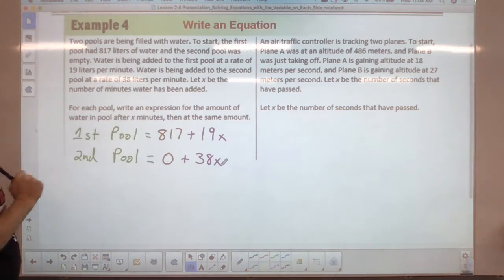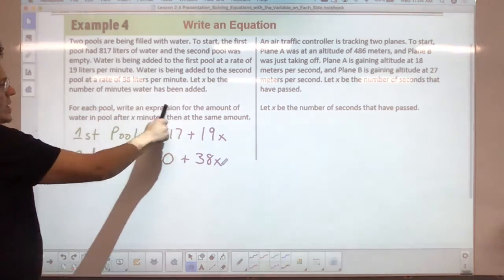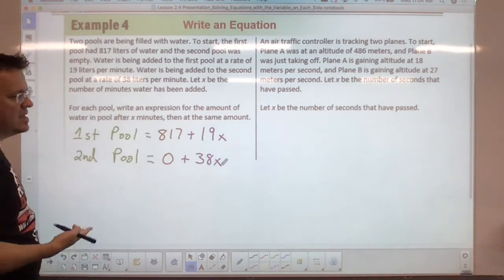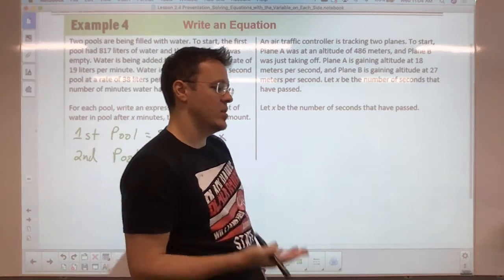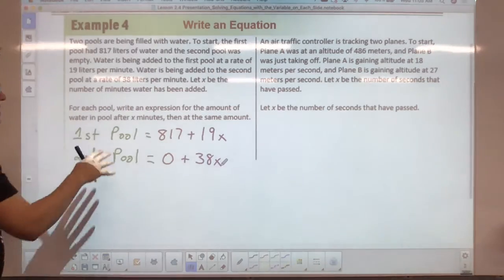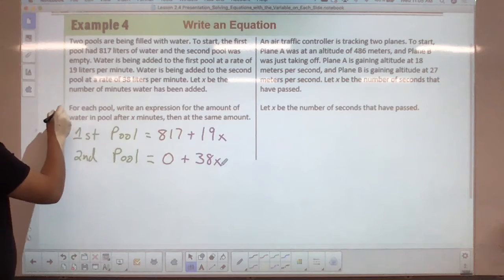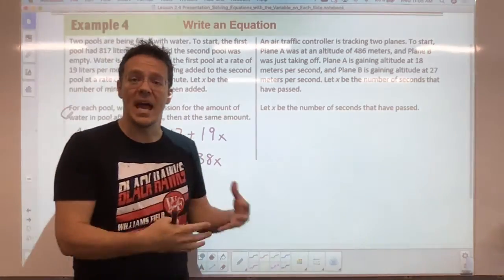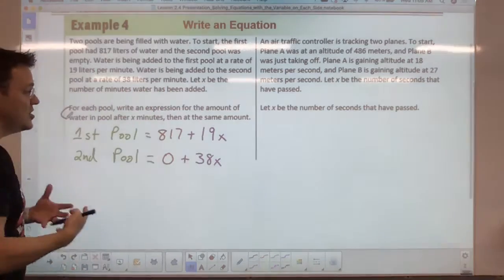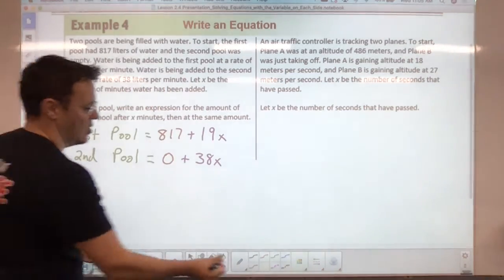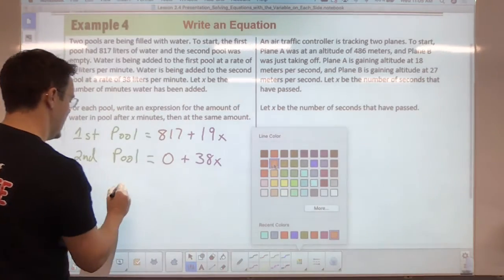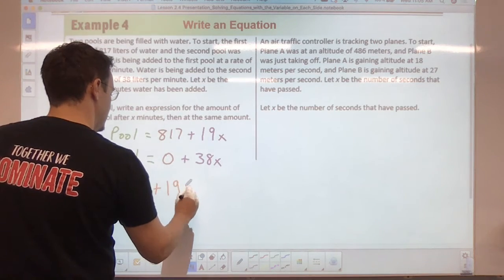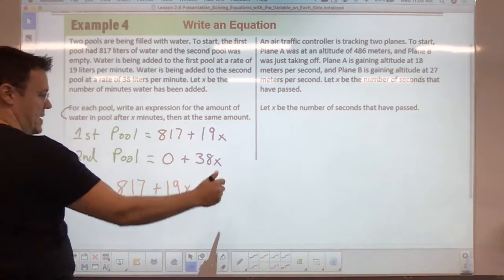Let x be the number of minutes. I already did that. For each pool, write an expression for the amount of water in the pool after x minutes, then set them at the same amount. Okay, here's what I want to make sure you understand. Here is the first part: write an expression for after x minutes. We did that. That's why I wanted you to write it as you see it. Now it says write it using the same amount. Well, it's simple enough. You're just going to rewrite this. So here's the first equation, and it equals the what? Because they're the same amount.